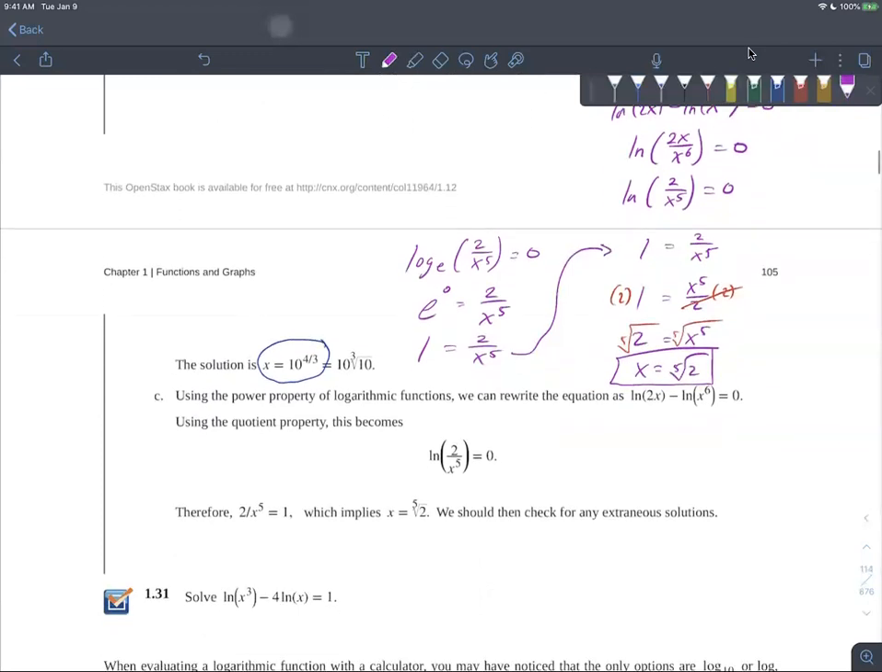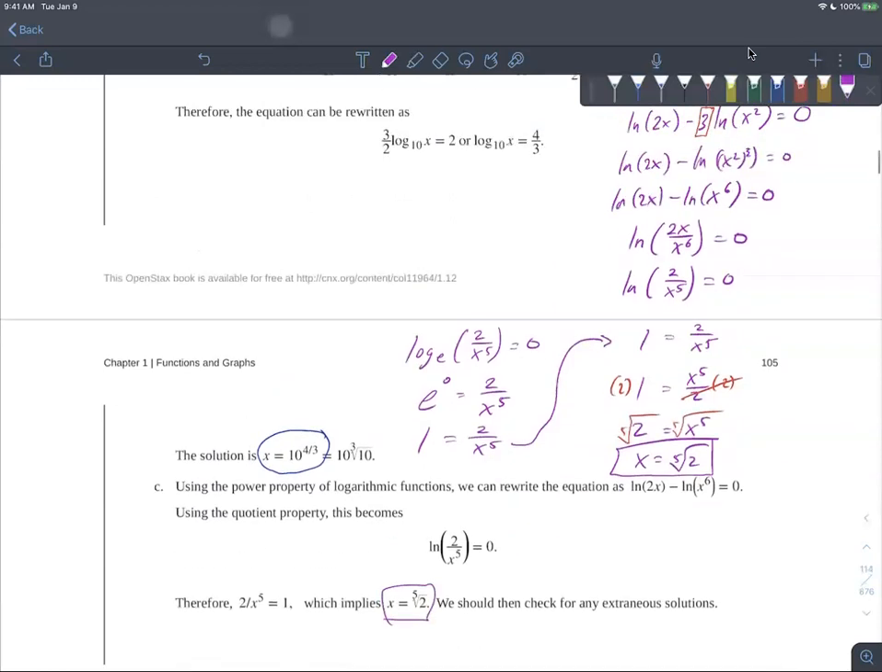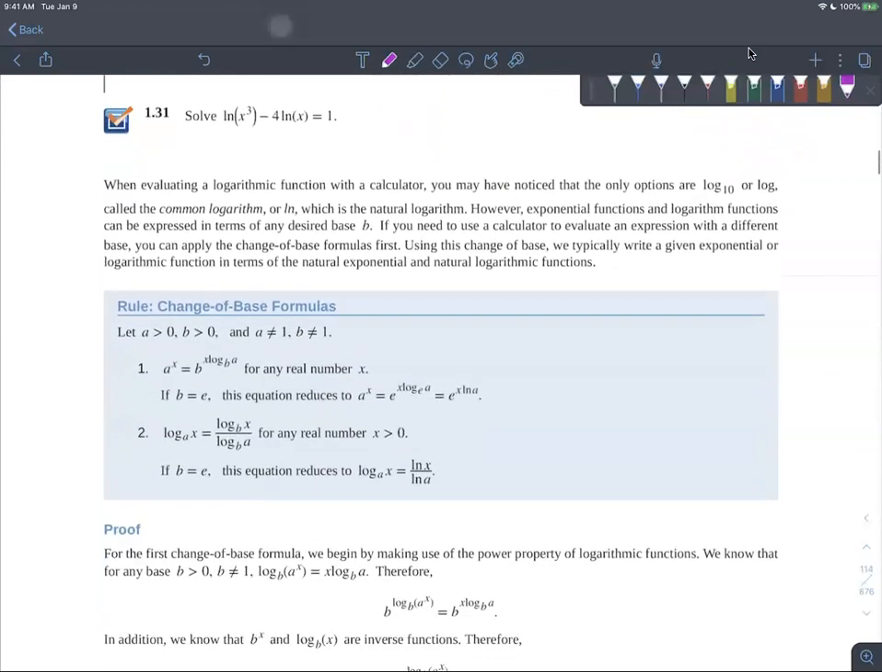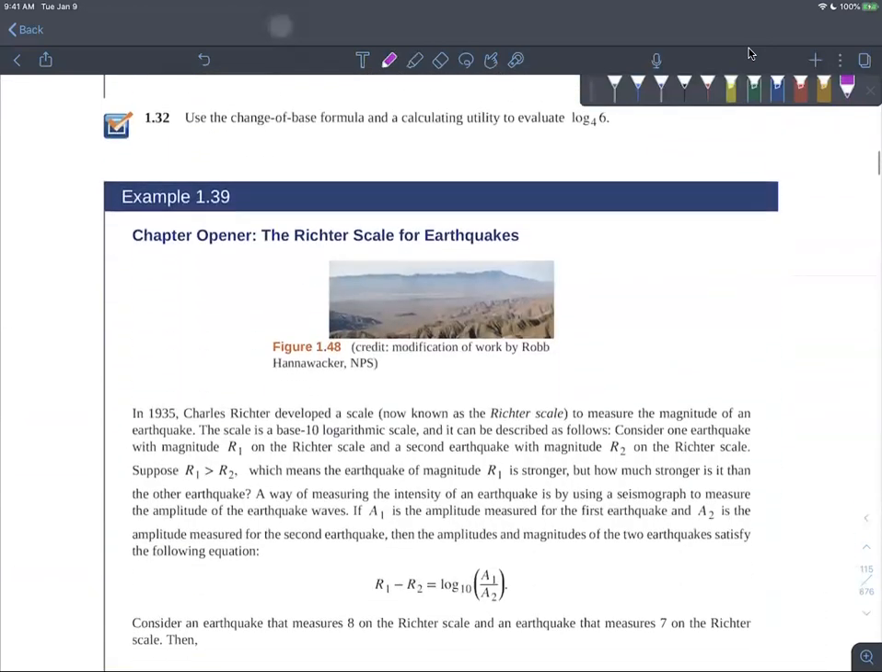Okay. And yeah, we can check for any extraneous solutions. Take this, plug it back into the original equation, see if it gives you an extraneous solution. I don't believe it does. All right, and then finally, the last part here.